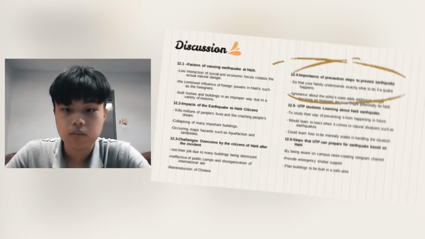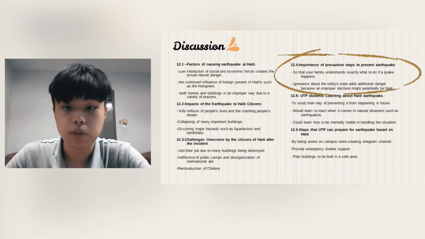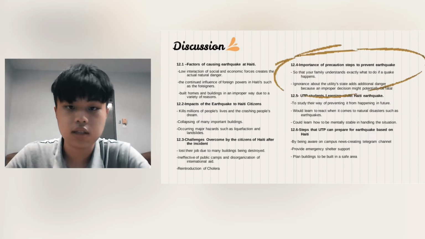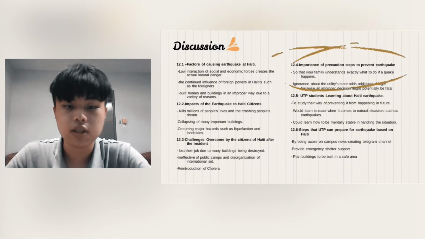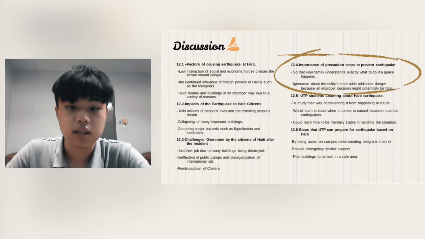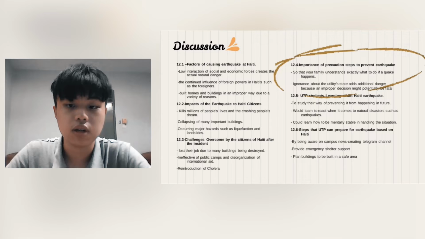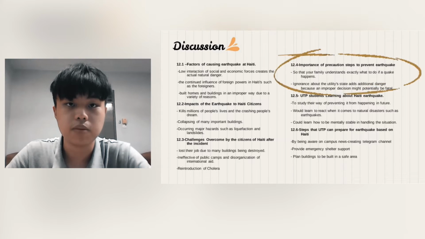The next one is the importance of precaution steps to prevent earthquake damage. So the first one is that the family will understand exactly what to do if a quake happens, and it might be difficult to plan ahead of time because they might have multiple family members to keep track of when it occurs. And the second one is that ignorance about the utilities adds additional danger because an improper decision might potentially be fatal.